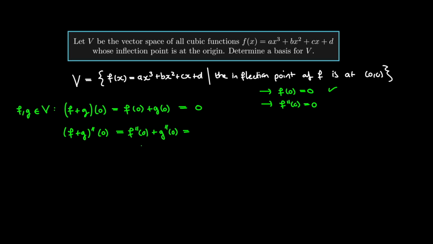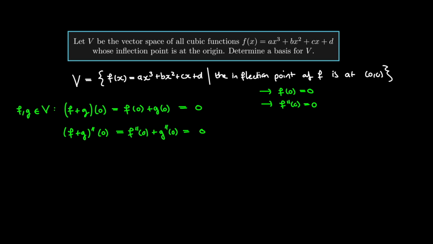And that's, again, 0 because of this. Differentiation is linear. So if I differentiate a sum of two functions, I get the sum of the corresponding derivatives. Okay, anyways, the point is that the sum of two functions in V is in V, and also you can check the scalar multiplication of two functions in V is again in V.